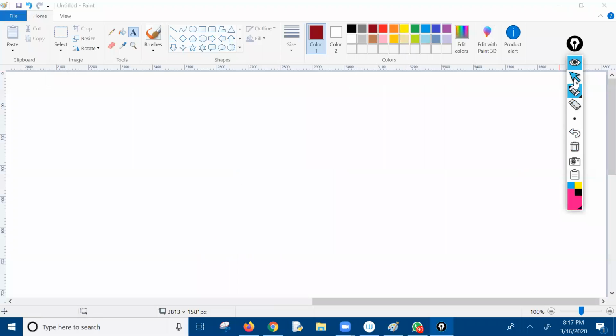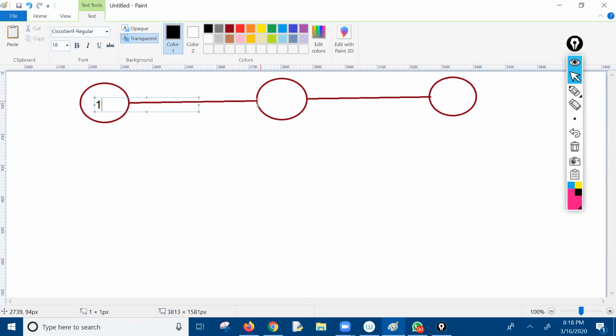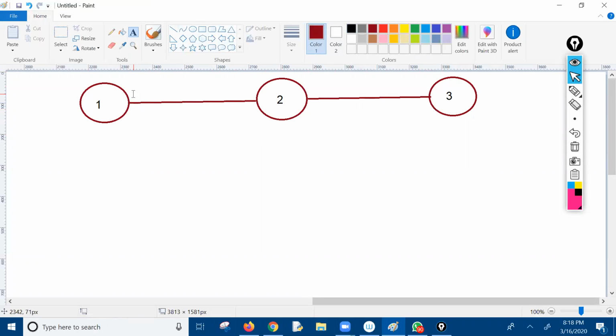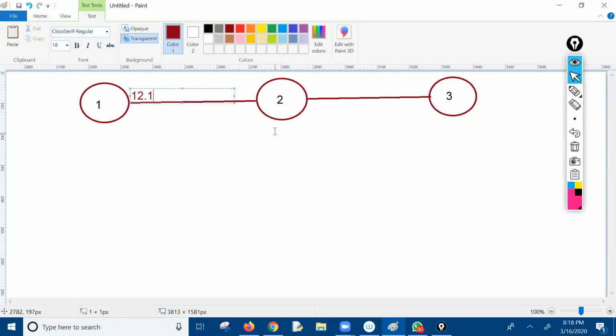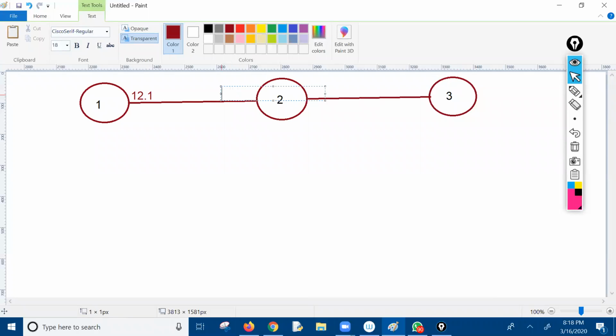Let me do one thing. I'll make this my router number 1, this is my router number 2, and this is my router number 3. Perfect. And we have one LAN network behind R1. This is my R1 router, this is my R2 router, and this is my R3 router. The interface addresses are 12.1, 12.2, 23.2, and 23.3.